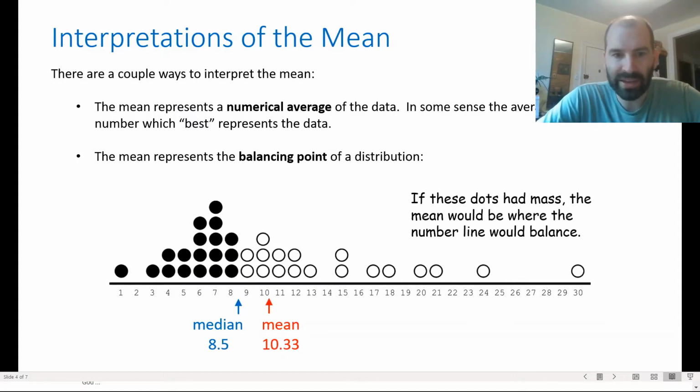Now compare that to the median. The median is the value that splits the data in half. It's the middlemost value. So notice that the mean and the median are not necessarily the same. And in this example, with this distribution, we can see that they are somewhat different. Now, why is the mean pushed further to the right here? Why is the mean a little bit greater than the median?